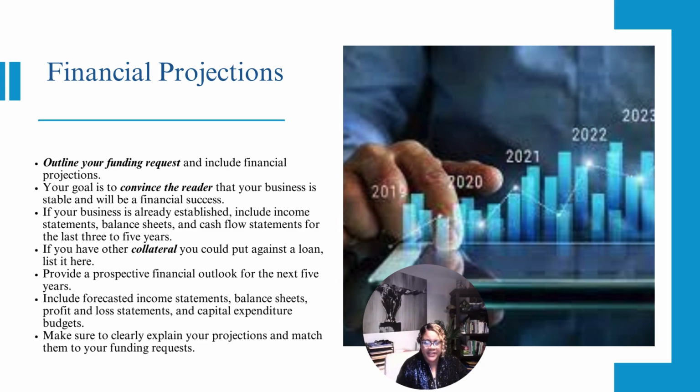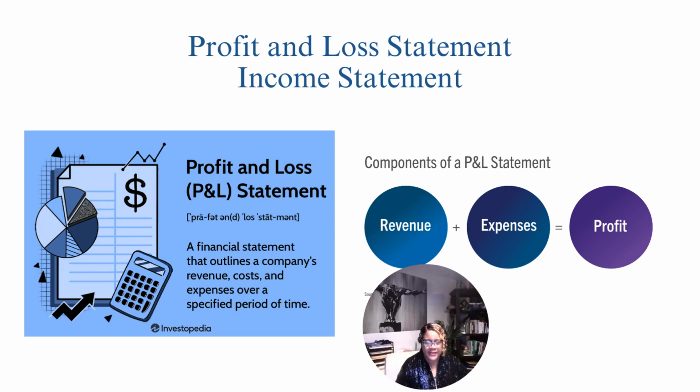Provide a prospective financial outlook for the next 5 years. In other words, tell the reader what you'll be doing over the next 5 years. Include forecasted income statements, balance sheets, profit and loss statements, and capital expenditure budgets. Make sure to clearly explain your projections and match them to your funding request.